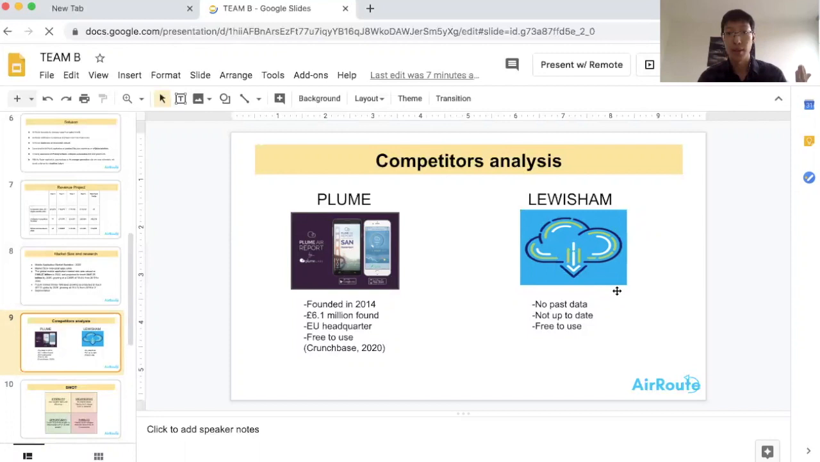So moving on to Levisham, this one is our direct competitor. The reason I'm saying that is it's developed by King's College students and it's free to use. But the downside is it's not up to date. There is no past data recorded, which we have recorded.